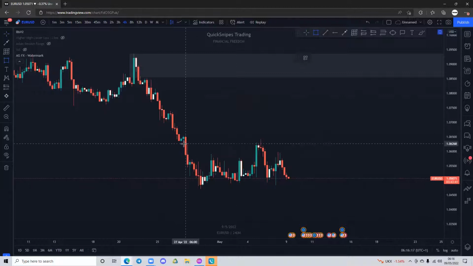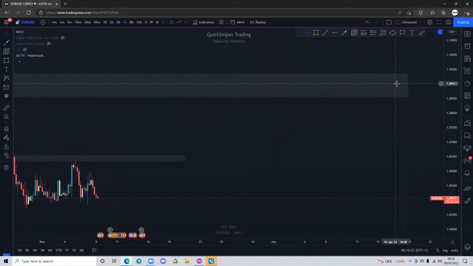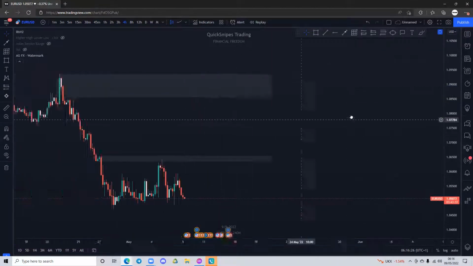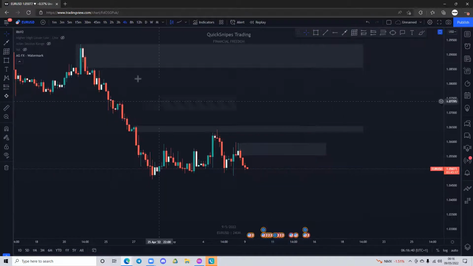On the 4 hour, it seems that we are still in a position where sellers are in control, as we can see that this zone of supply has been mitigated and it hasn't been broken yet. So the next point of supply I'm looking at is over here. And dropping down to the 15 minute.